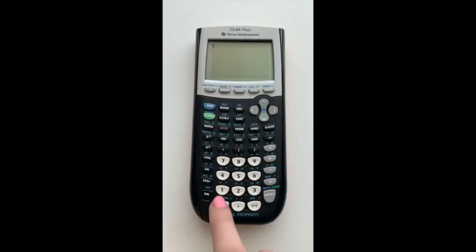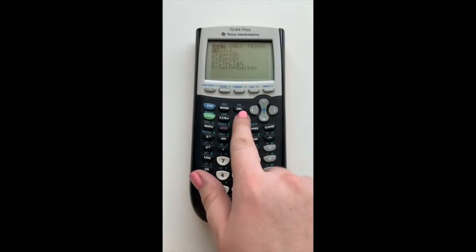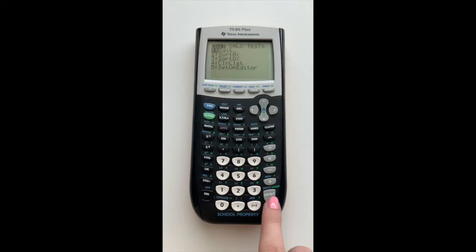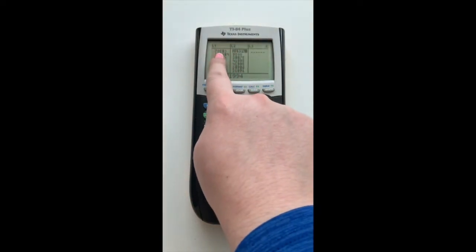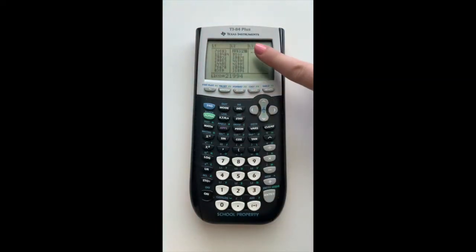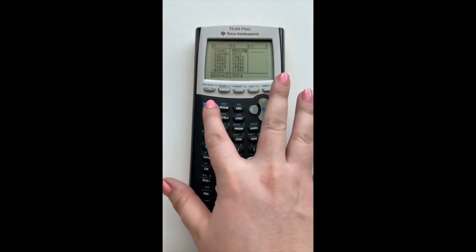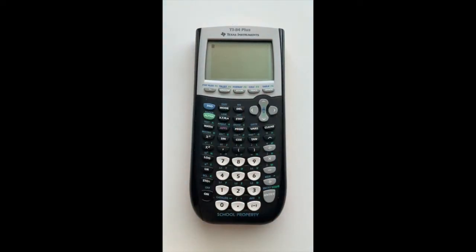So the first thing you need to do is go to Stat, hit Edit, and put your data in your lists. So I already put this in here. These are all my X values and these are my Y values. Then after that, I'm going to hit Second Quit. And we are going to calculate some things with statistics, but before you can do that, you have to make sure that your diagnostics are turned on.